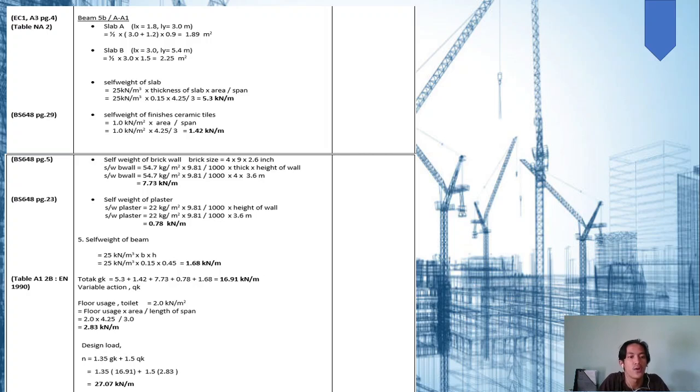And then for the total Gk, we got 16.91 kilonewton per meter, and for the Qk, we got 2.83 kilonewton per meter. For the design load, we will use the formula 1.35 Gk plus 1.5 Qk, and then we get 27.07 kilonewton per meter.